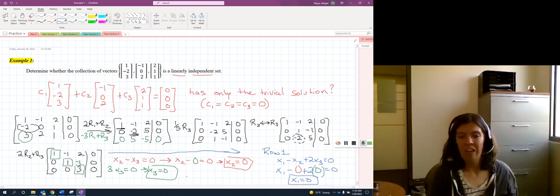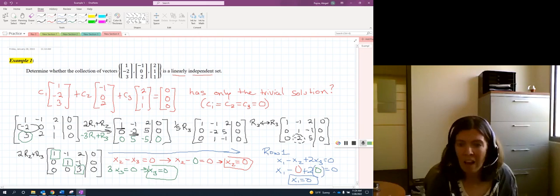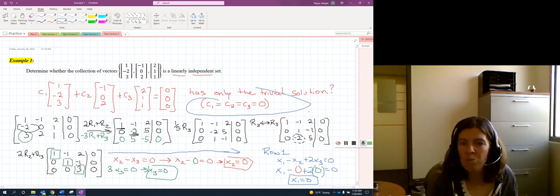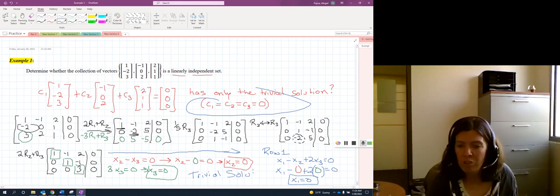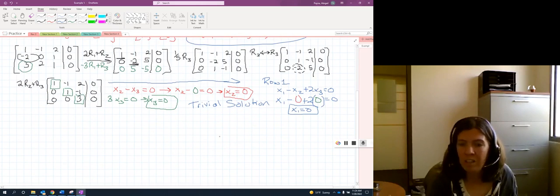Well, then if we're saying that x1, x2, x3 all have to equal 0, oh, and I should have been using C1, C2, C3, sorry guys. That means all we have is the trivial solution. And if we only have the trivial solution, then the vectors are linearly independent.